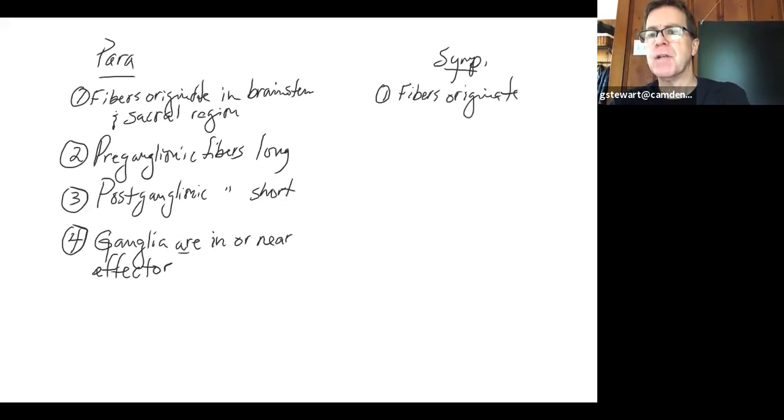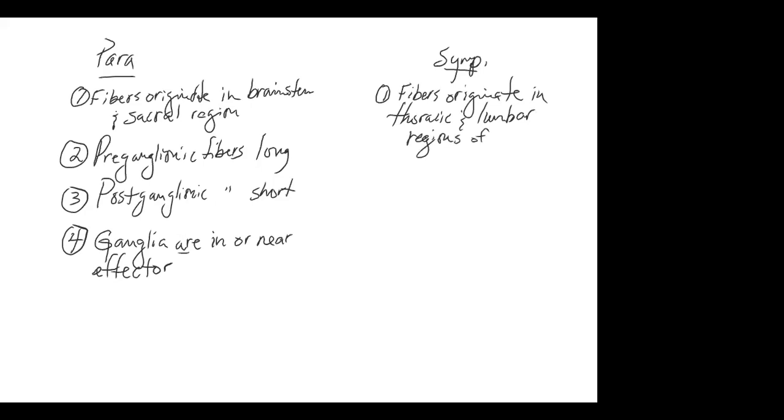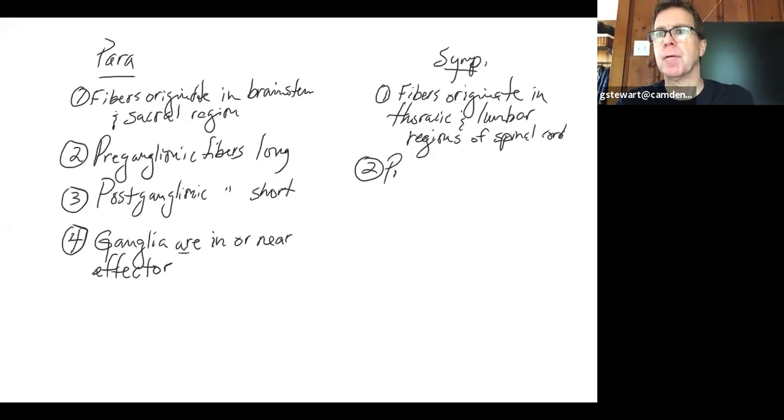The fibers originate in the thoracic and lumbar regions of the spinal cord. Two, we're just going to write the opposite. Preganglionic fibers are short. Postganglionic fibers are long.